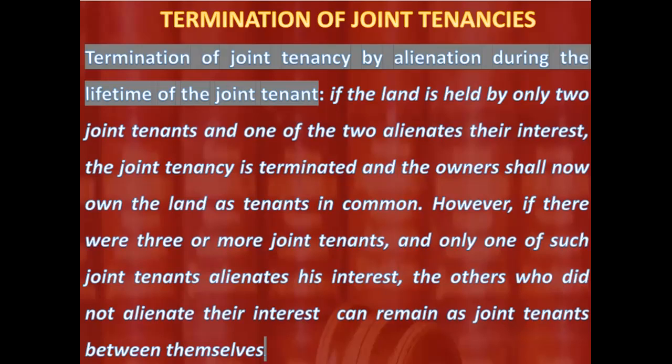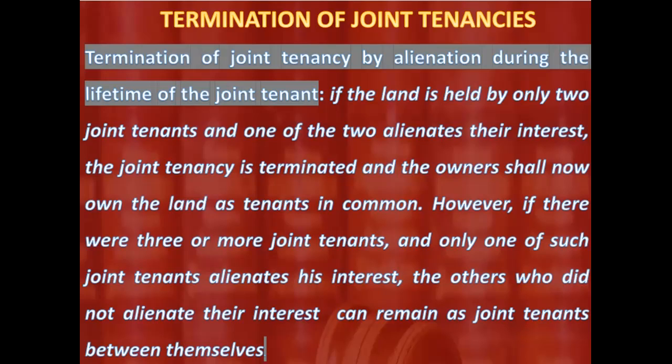Now the question is this. If a property is held by five people, and then one joint tenant alienates his interest to a third party, will the fact of that alienation bring the whole joint tenancy to an end? Or will it only take one person out of the joint tenancy, such that the remaining four people will continue to exist as joint tenants?